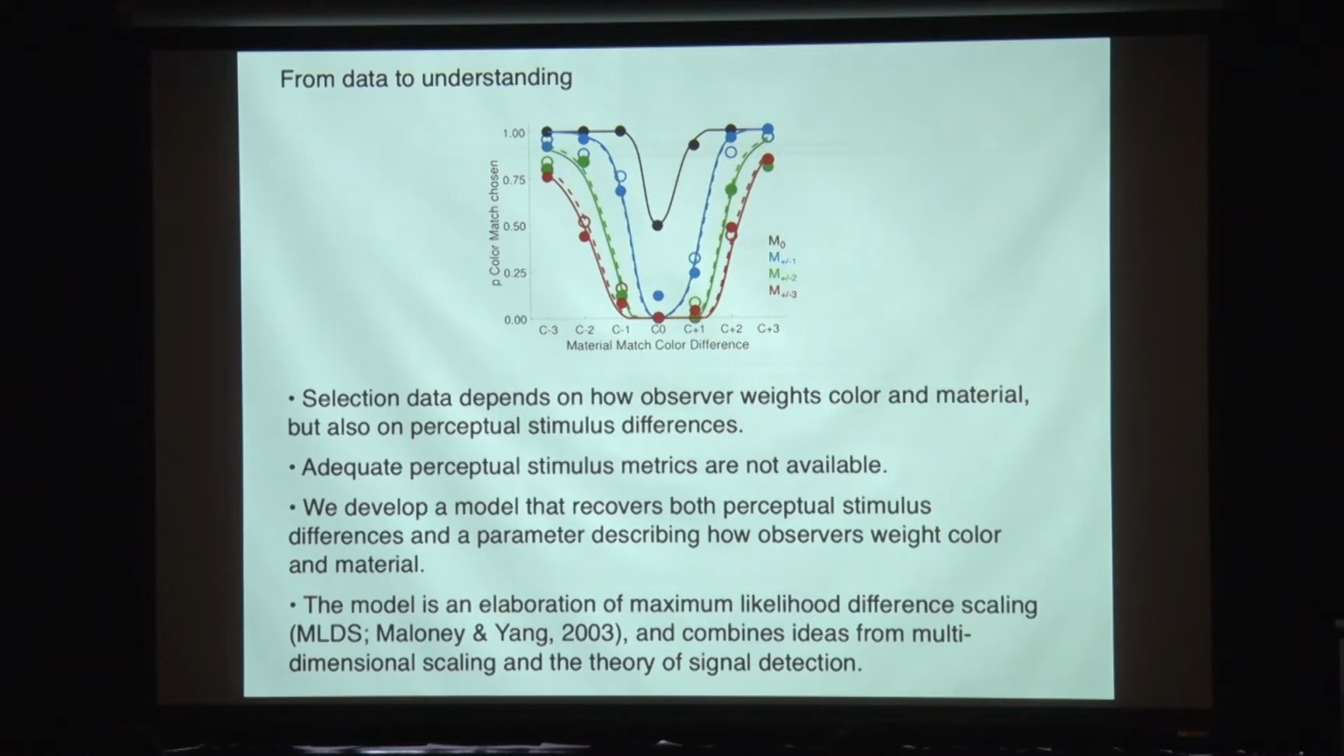And this model is an elaboration of something that's called maximum likelihood difference scaling. It was developed by Larry Maloney and colleagues. And you can think of it as combining ideas from really two fundamental kinds of perceptual modeling. One is multidimensional scaling, and the other is the theory of signal detection. So I'll take you now through the modeling ideas and how we fit that model to these data, actually how we got these curves here, and then how those fits allow us to answer the question we set out to answer at the beginning with.